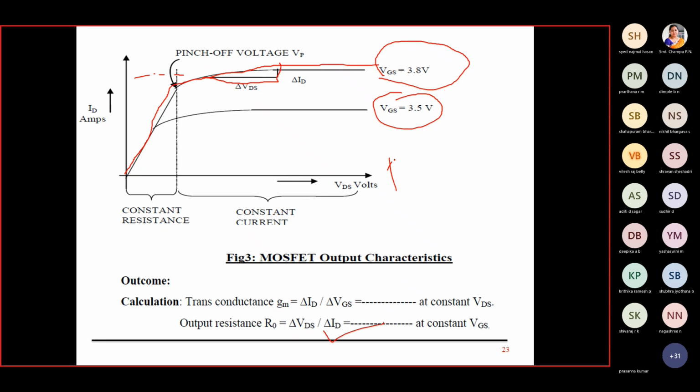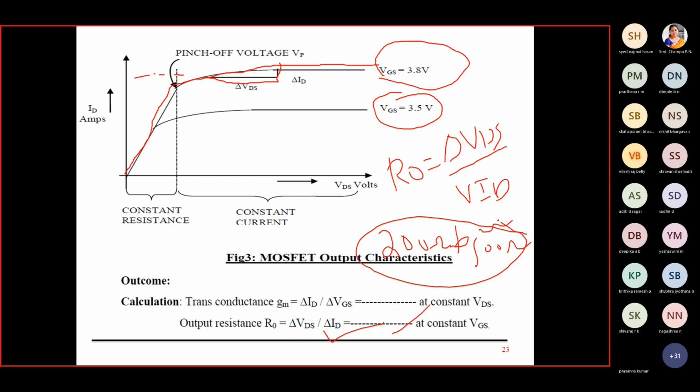Output resistance R0 is equal to delta VDS by delta ID, output voltage by output current. You have to note down the R0. R0 will be varying from somewhere around 200 to 500 ohms, practically 200 ohms to 500 ohms. But we expect 1 ohm or 2 ohm. Why are we getting very high values?